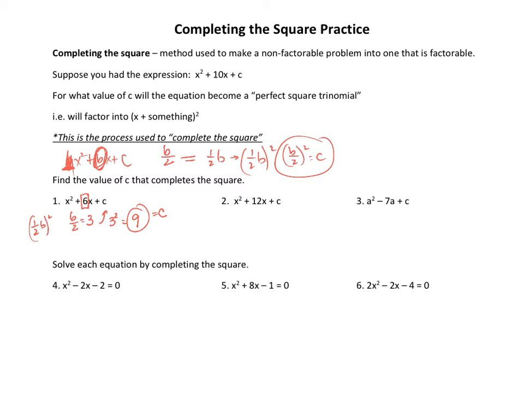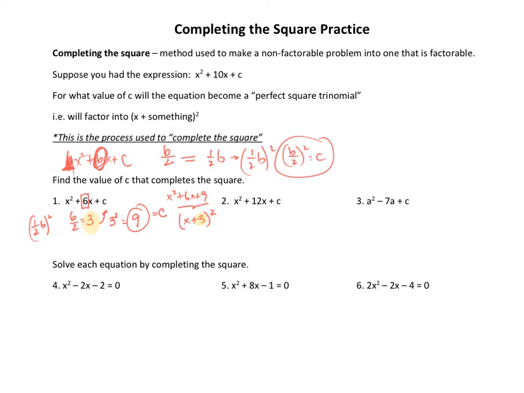Now, what happens when you do that? Well, if I end up with this x squared plus 6x plus 9, it factors into a perfect square trinomial, which will be x plus 3 quantity squared. It's whatever value you got when you divided by 2, that's what's going to end up being right there.